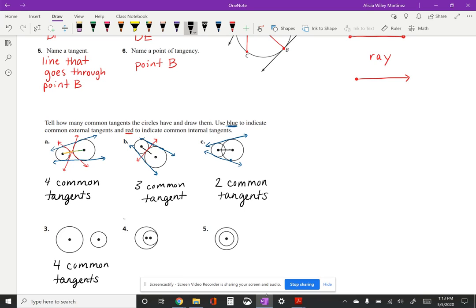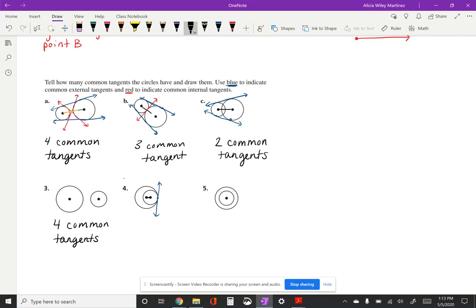On number 4 here, these are your 2 centers of your circles like this. And on this problem here, you're only going to have 1 common tangent. These 2 circles intersect at this 1 point. So that tangent's going to go through that 1 point. So on this problem here, there's only 1 common tangent, and it happens to be external.